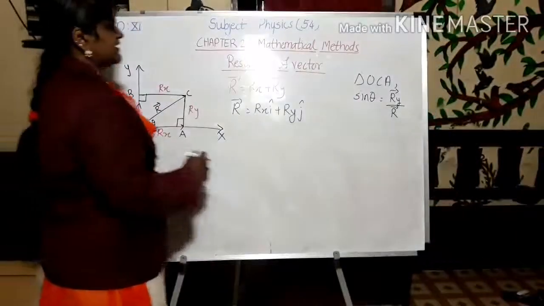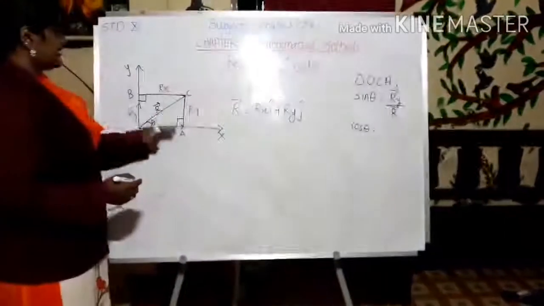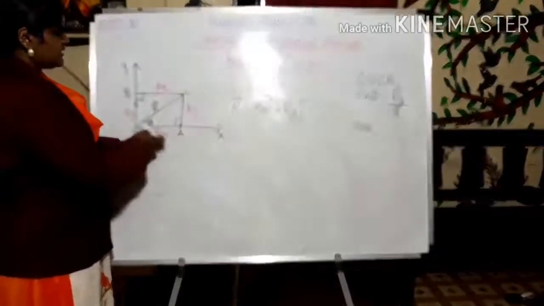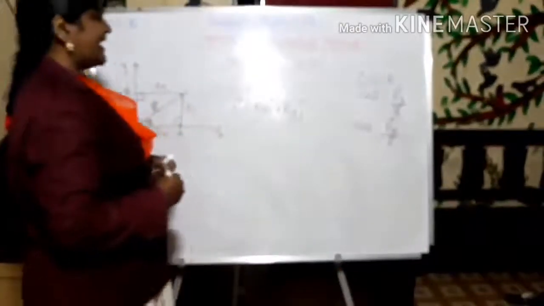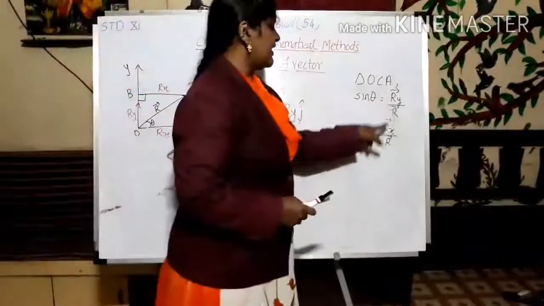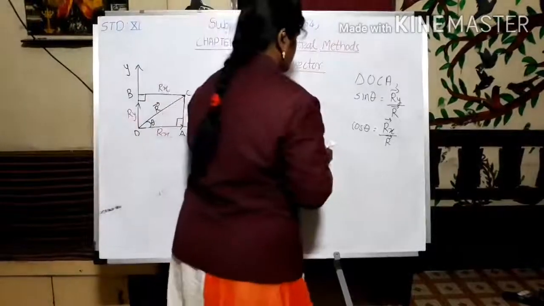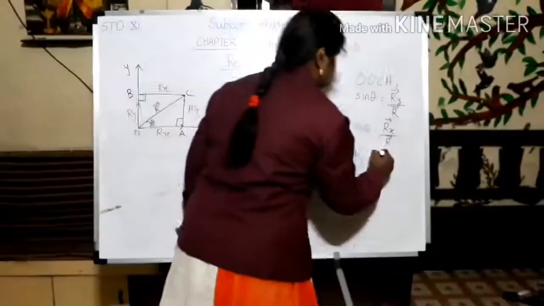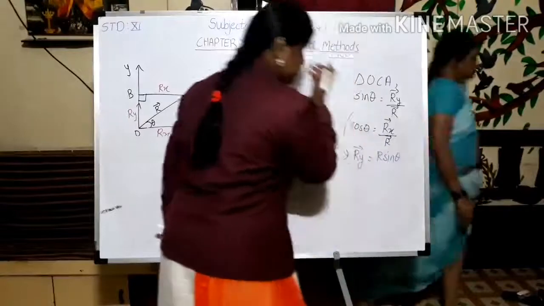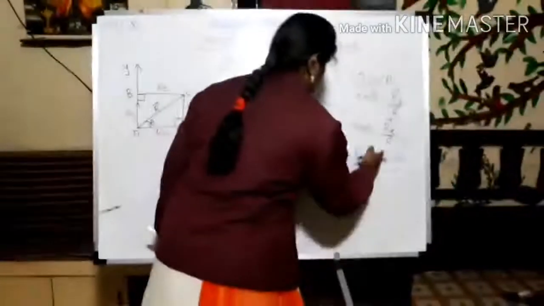In a similar way, I can find cos theta. Cos theta is the adjacent side divided by the hypotenuse. The adjacent side is Rx and the hypotenuse is R bar, so cos theta comes out to be Rx upon R bar. So I can write the values for Ry and Rx. Ry bar will be R into sin theta. Yes, it is R into sin theta. And Rx bar will be R into cos theta.